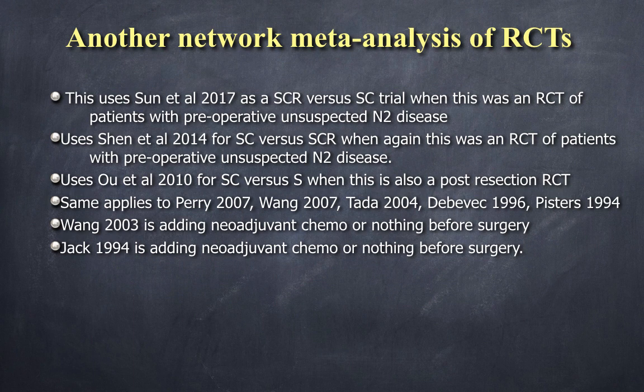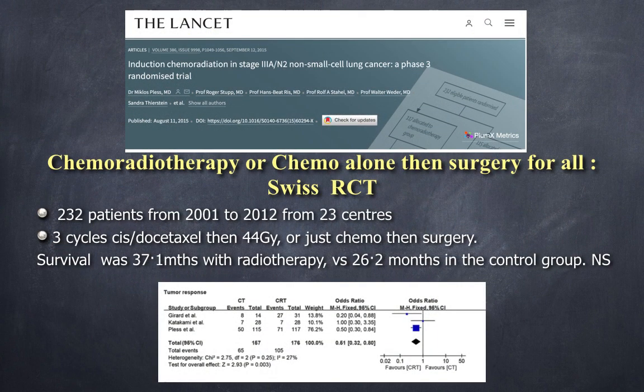And it put a few extra papers in, but a lot of them were papers where you did the surgery, it was unsuspected N2 disease, and then what do you randomize them to? Do you add radiotherapy or do you add chemoradiotherapy? That's a different group to the ones we're thinking about, where we knew about it beforehand. So I'm not sure it's valid to have added all these in, really. So we're getting a bit stuck.